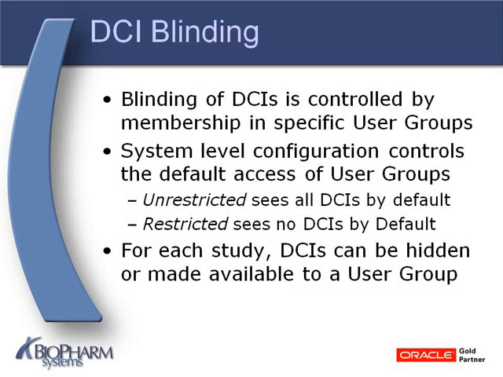Now we can blind in RDC by controlling users' membership in specific user groups. Each Oracle Clinical RDC user is assigned to a user group. And at the system level, there are configuration controls that will control whether by default they see all DCIs or forms, or they see no DCIs or forms by default. If they're an unrestricted user, which would be someone like our normal site users or our data managers, by default they would normally see everything.